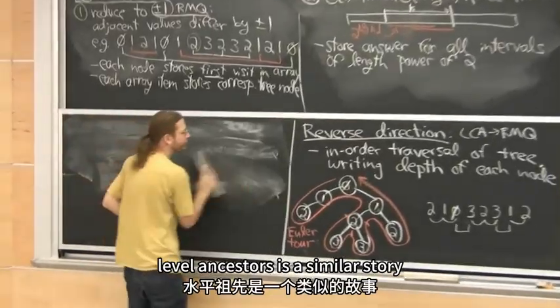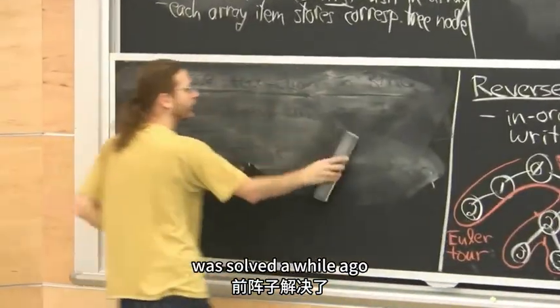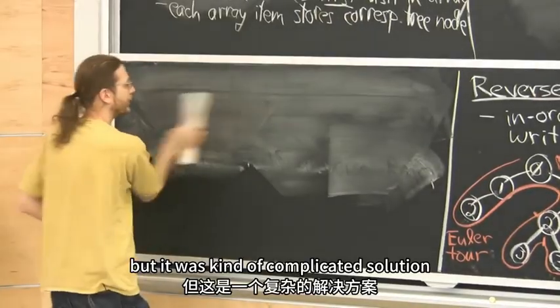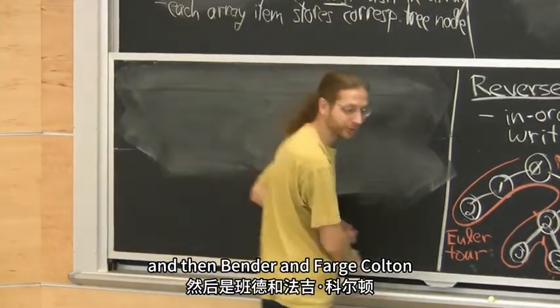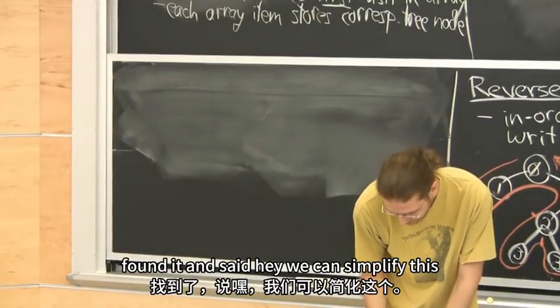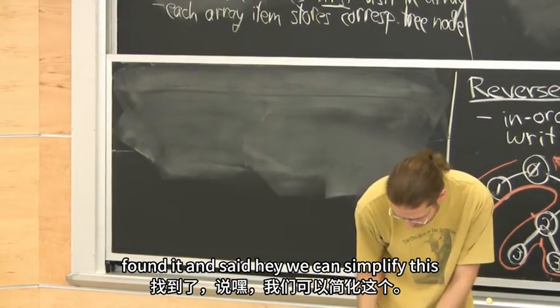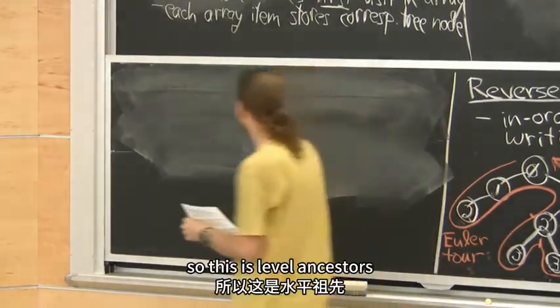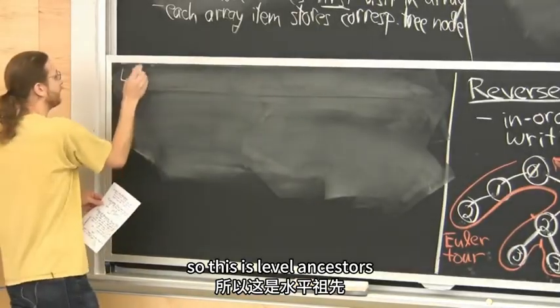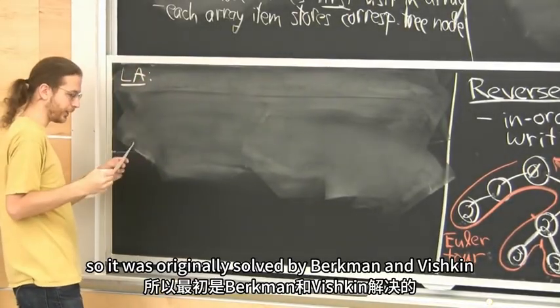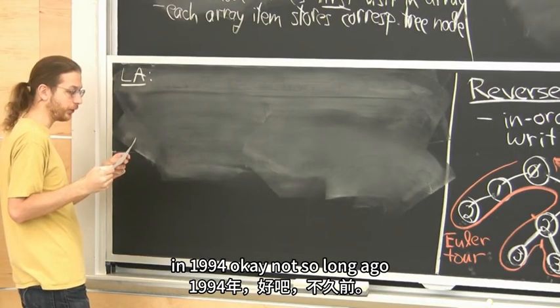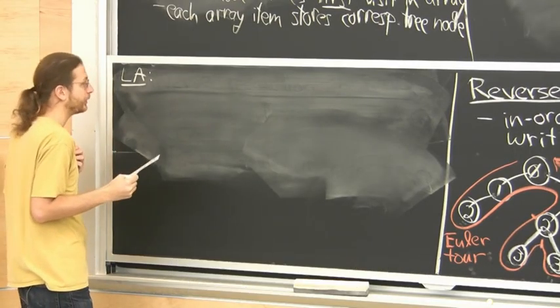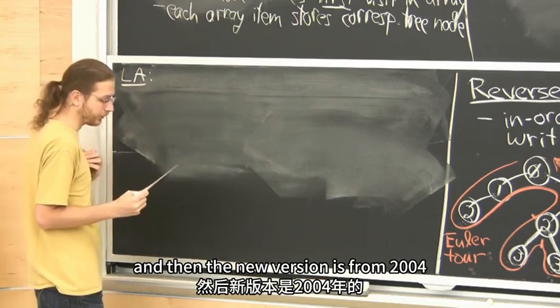Level ancestors is a similar story. It was solved a while ago, but it was kind of a complicated solution, and then Bender and Farach-Colton found it and said, hey, we can simplify this, and I'm going to give you the simplified version. So this is level ancestors. It was originally solved by Berkman and Vishkin in 1994. Okay, not so long ago. And then the new version is from 2004.